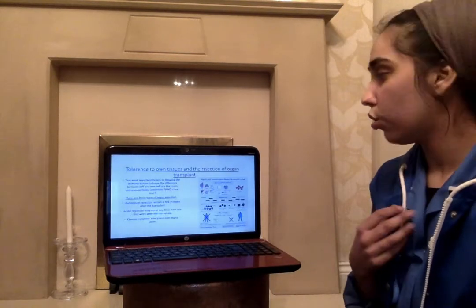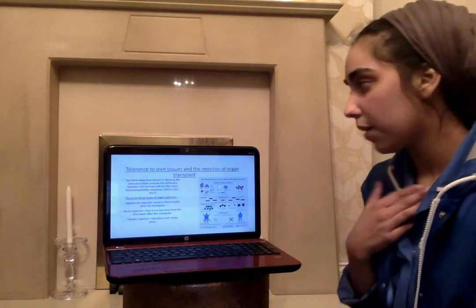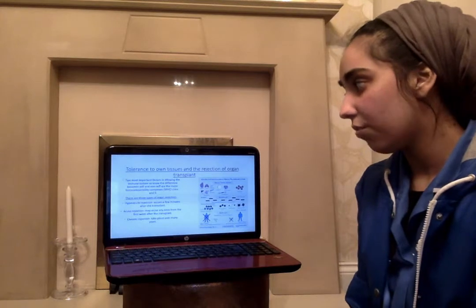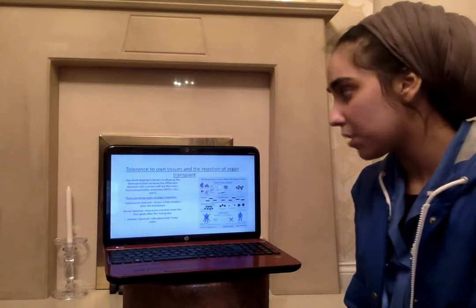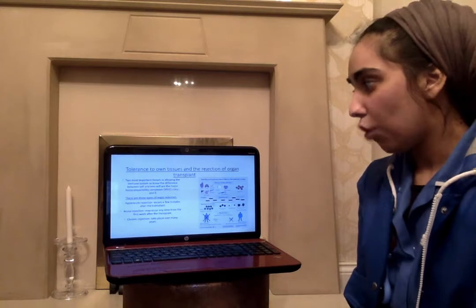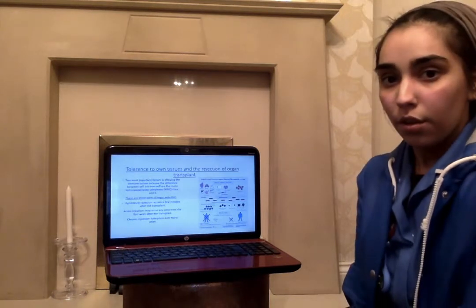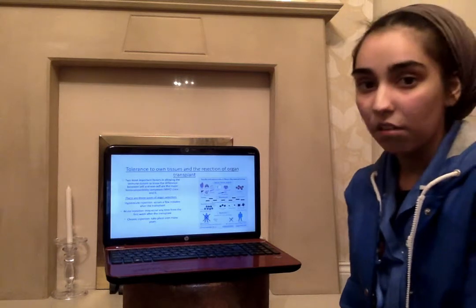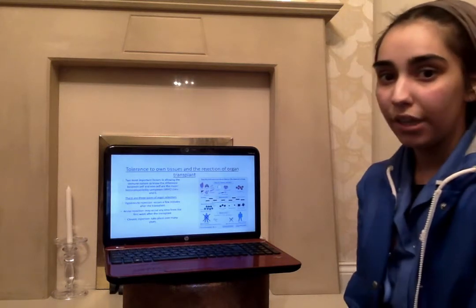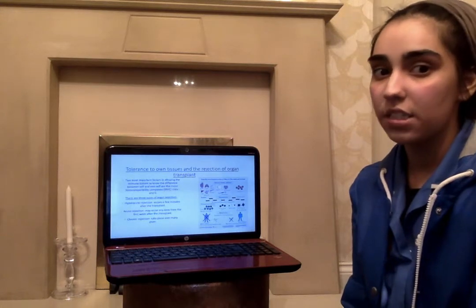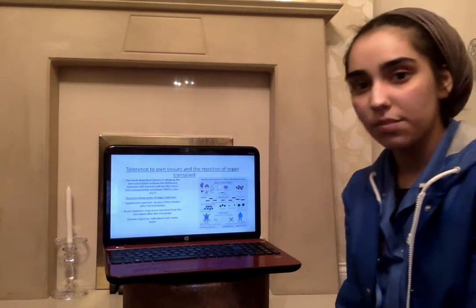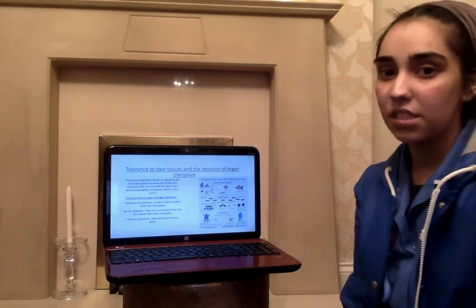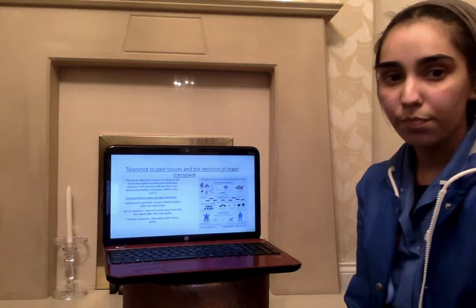The tolerance to own tissues and the rejection of organ transplant. The 2 most important factors in allowing the immune system to know the difference between self and non-self are major histocompatibility complexes, class 1 and 2. The human cell shows certain antigens that the immune system recognises as being self. A red blood cell will not get targeted as an antigen; it is recognised as self. However, when the immune system detects an antigen that has not been seen before, it will be non-self. The B cells and T cells will then follow with their responses.